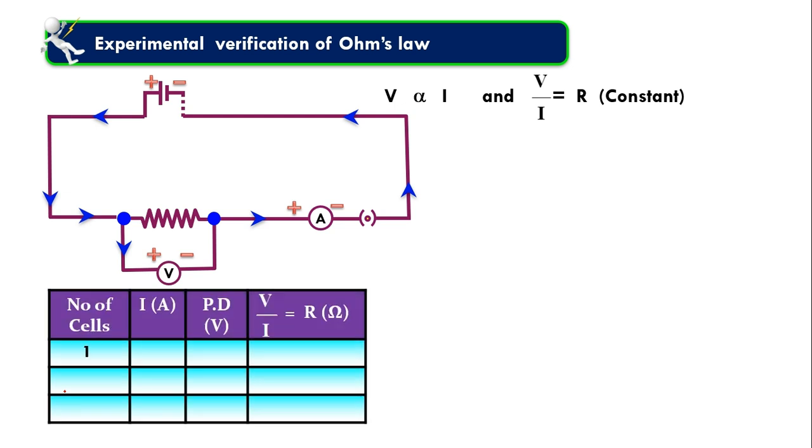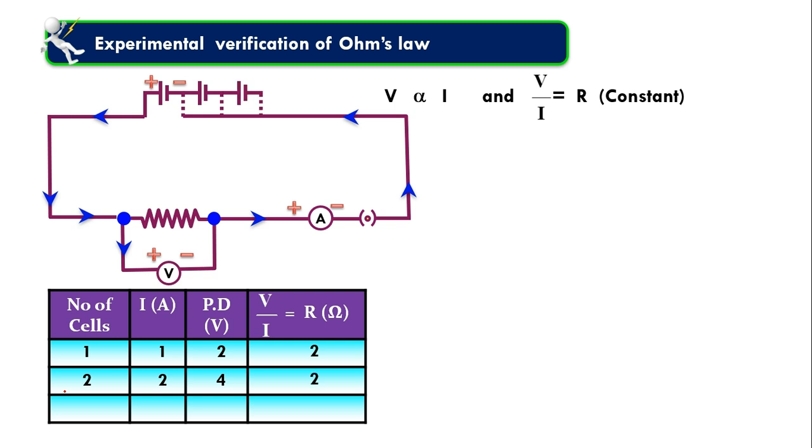So here, first the number of cells is only one. Current flowing is 1 ampere and the potential difference is 2. So here the resultant ratio of voltage to the current, 2 by 1, is equal to how much? 2. Okay. Now the cells have been increased. Automatically what happens? Current increases. So with the number of cells 2, the current is doubled and the potential difference is also doubled. Okay. Then the ratio is 4 by 2, that is also equal to 2.